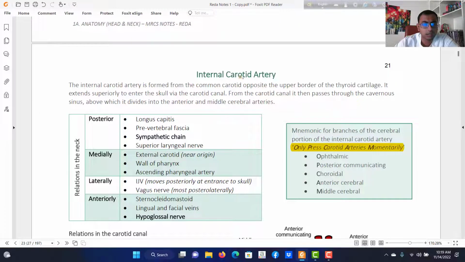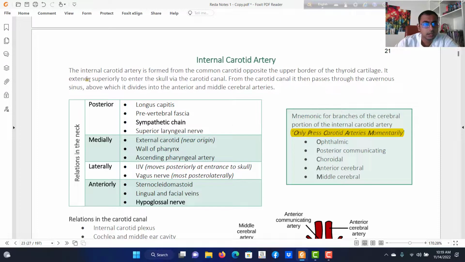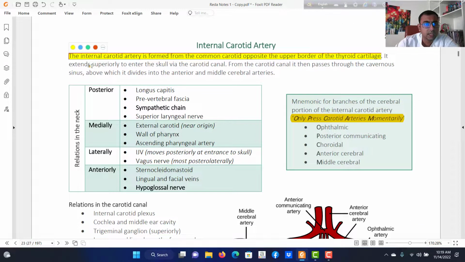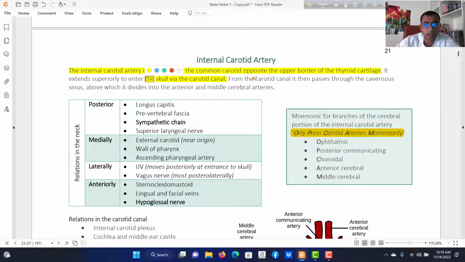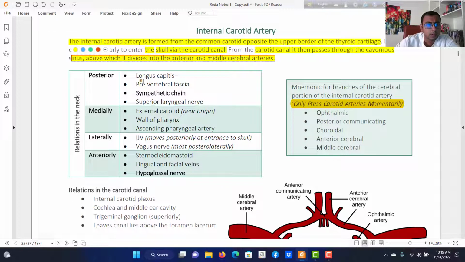Now the internal carotid artery. The internal carotid artery forms from the common carotid opposite the upper border of the thyroid cartilage. We all know that, and it enters the skull via the carotid canal. The carotid canal then passes through the cavernous sinus, and ends by dividing into the middle cerebral artery. So these are the relations.